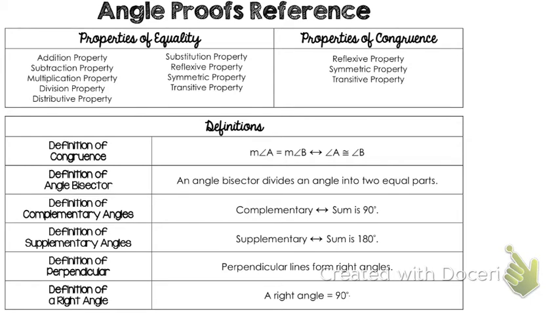Definition of a right angle. Well, how much does a right angle equal? 90 degrees. That's their definition. If it's a right angle, it's 90 degrees. If it's 90 degrees, it's a right angle. Definition.